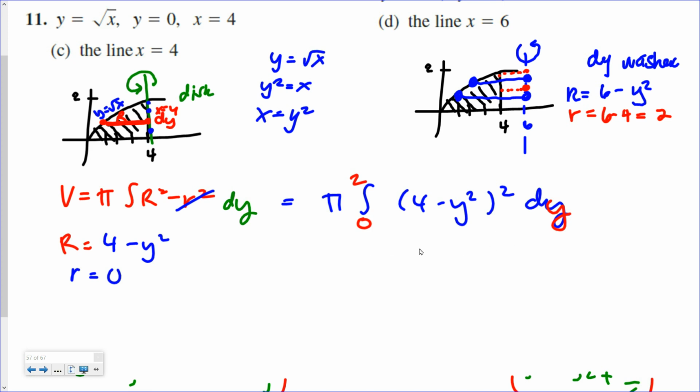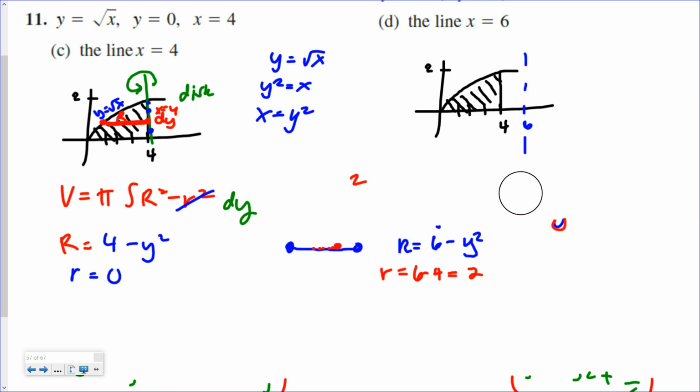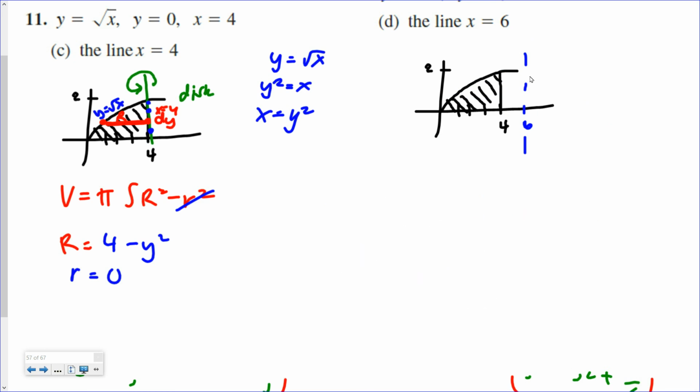You're good. Okay. What other number do you need help with on your homework? 11D. Okay, so let's look at 11D. We're going to do the same picture, but now we're going to rotate about x equals 6. There's your x equals 6. So I'm going to say x equals 6 here.